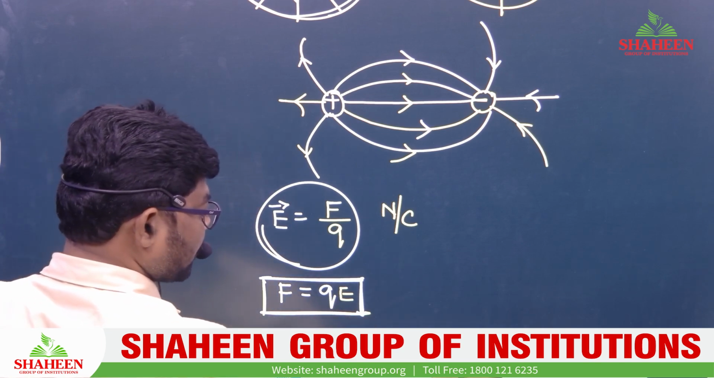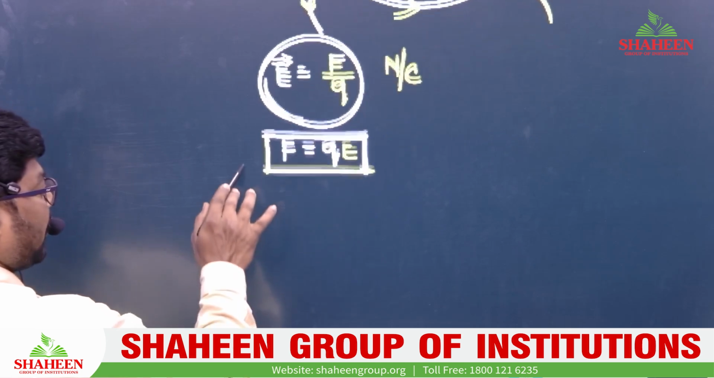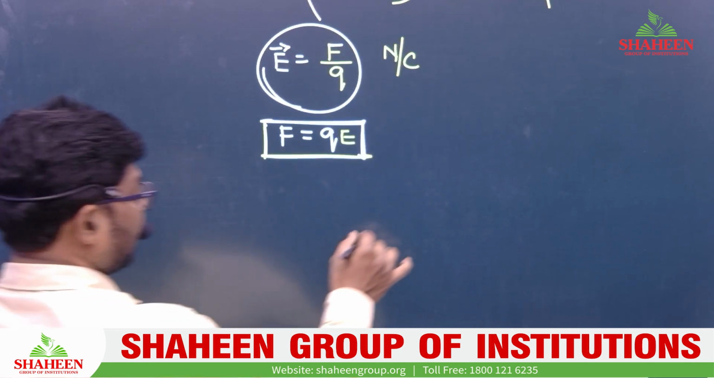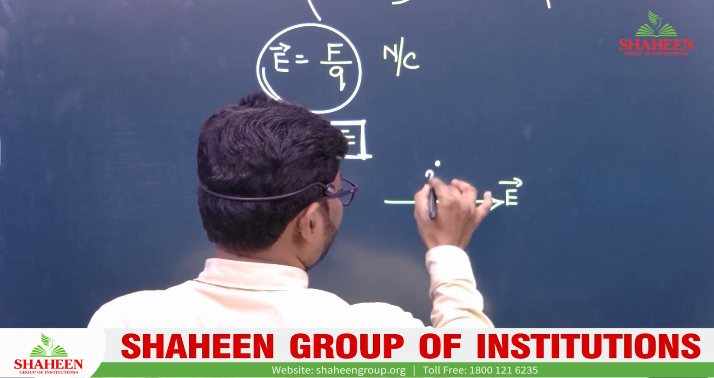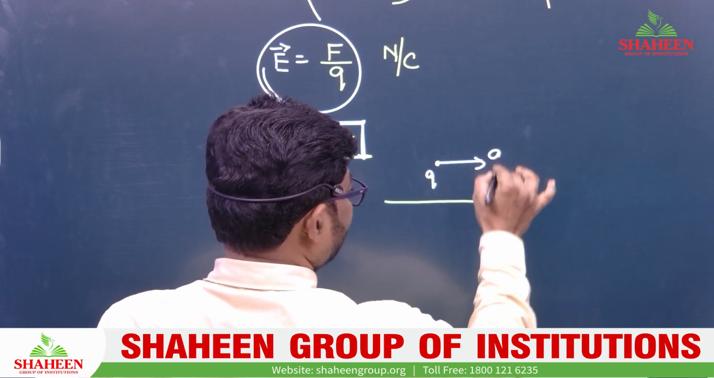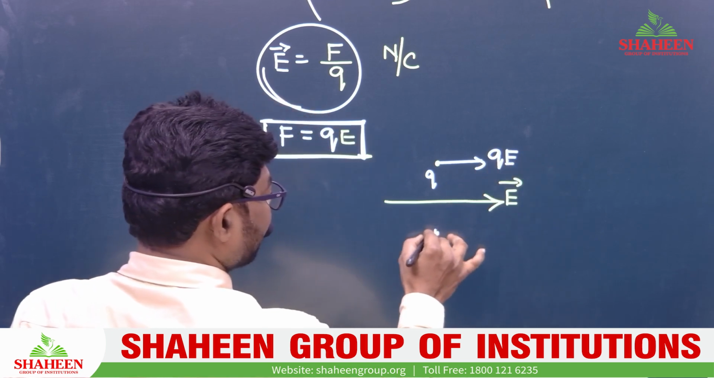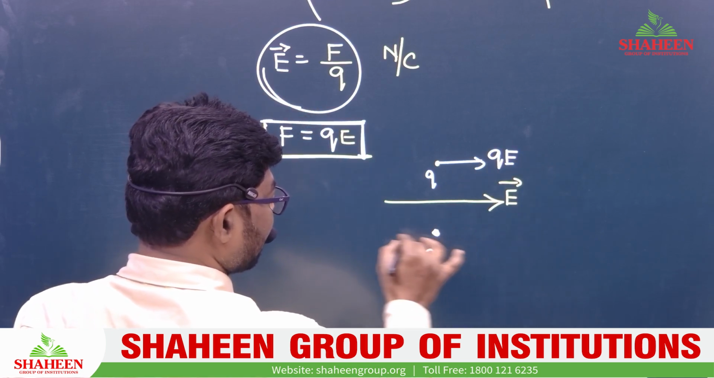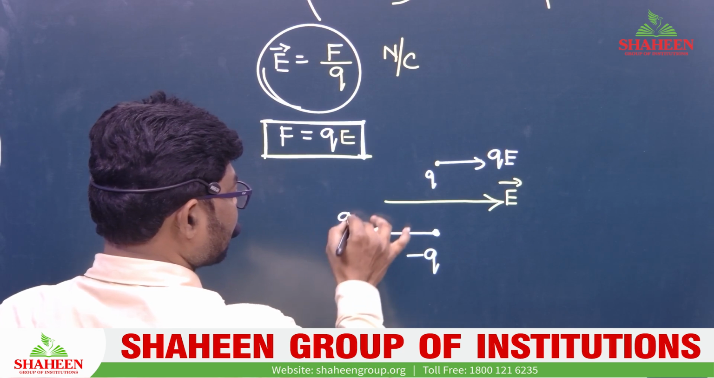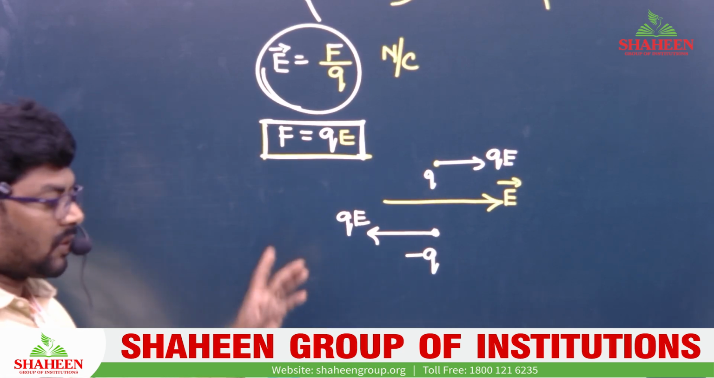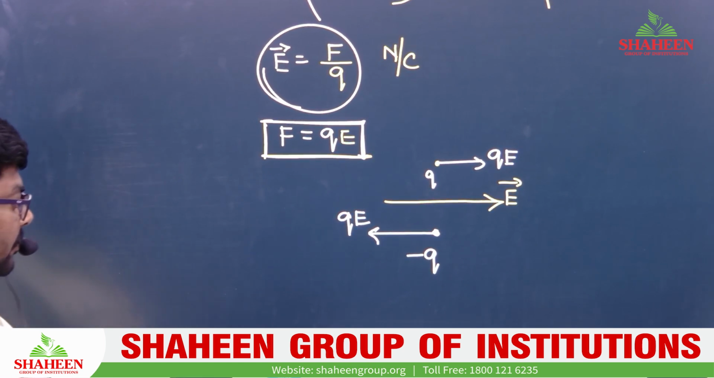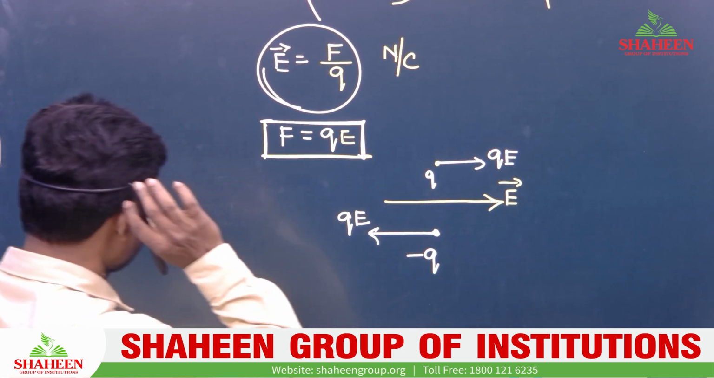If it is due to positive charge, along the field; negative charge, against the field. For example, this is the electric field. एक charged particle इधर रखा, force along this direction QE. If there is one more charged particle, minus Q, इधर रखा, force is against the electric field.